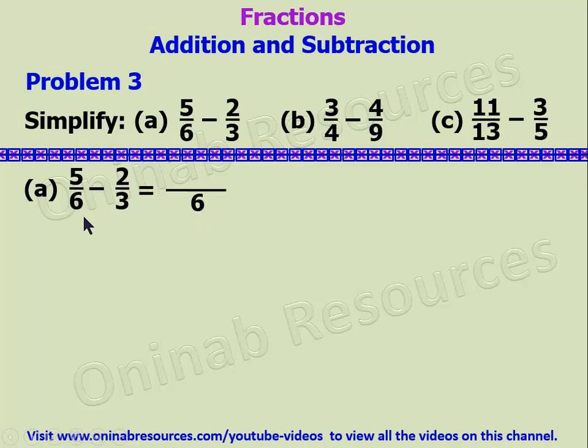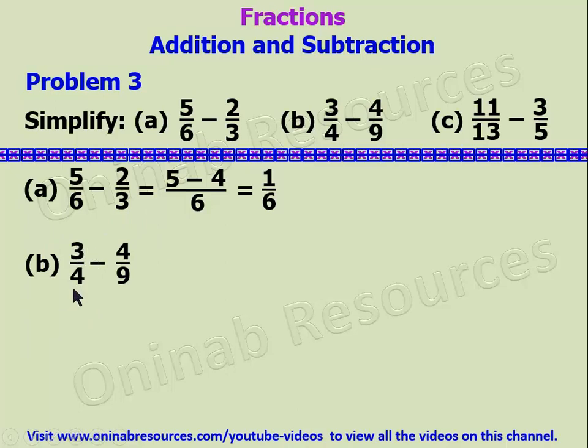So we say 6 divided by 6 gives 1. 1 times 5 gives 5. Then we bring in the minus. 6 divided by 3 gives 2. 2 times 2 gives 4. We have 5 minus 4, which gives 1 over 6. That is the difference between 5 over 6 and 2 over 3. So we go to problem 3b.